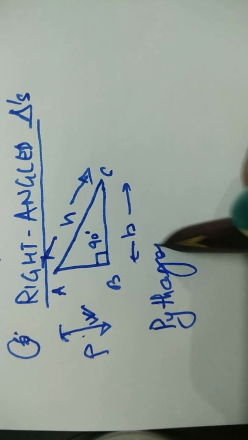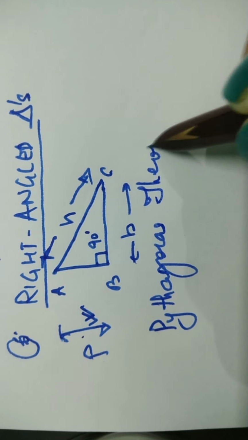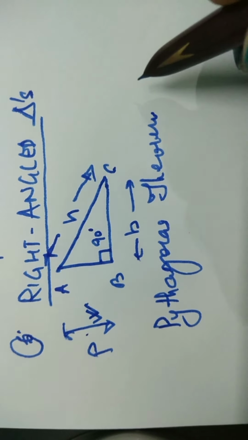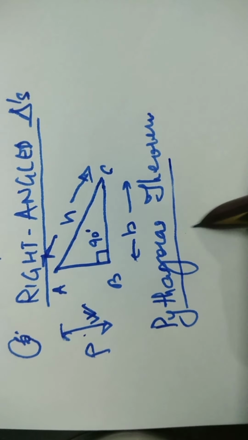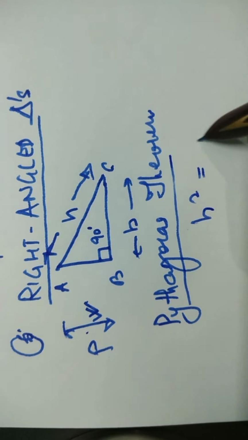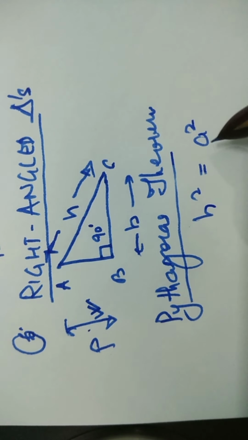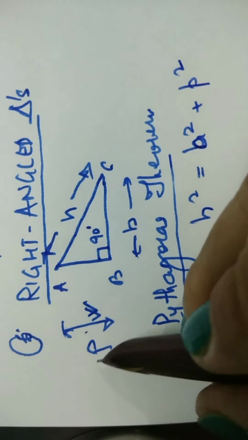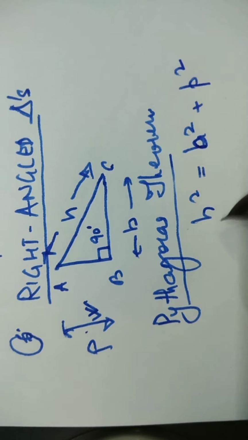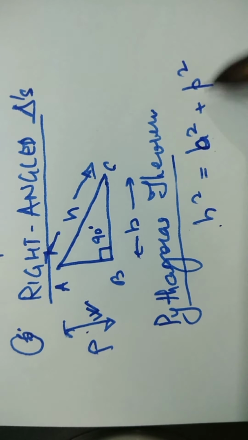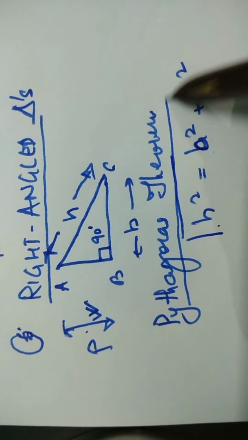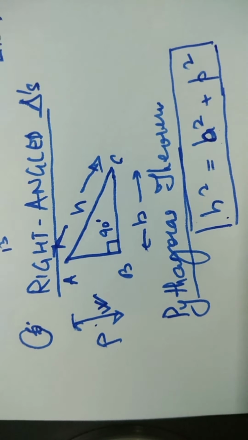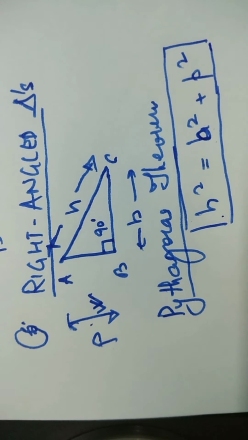So, what is the Pythagoras theorem all about? It says that in a right angle triangle, the square of the hypotenuse is equal to the sum of squares of the sides, b square plus p square, because I have chosen b and p here. So it is h square is equal to b square plus p square. I hope you all remember this formula because we are going to use it very frequently.